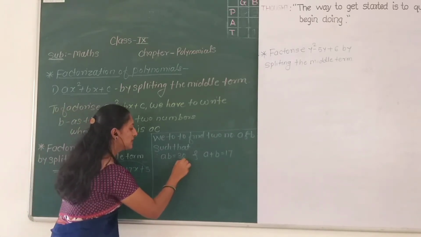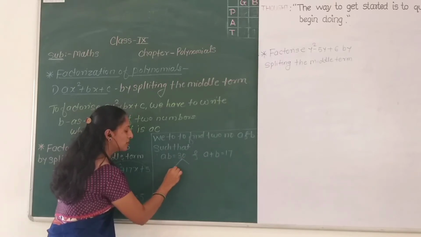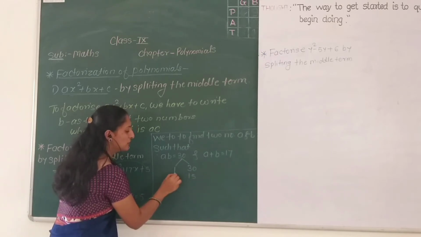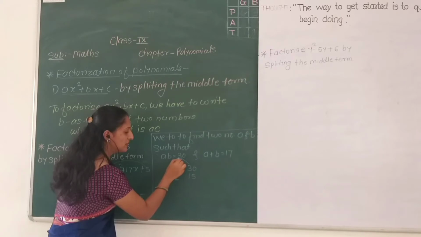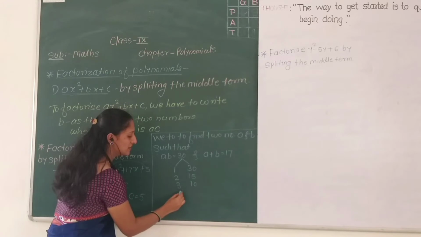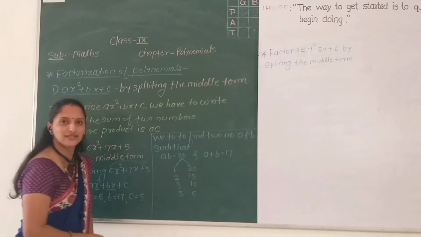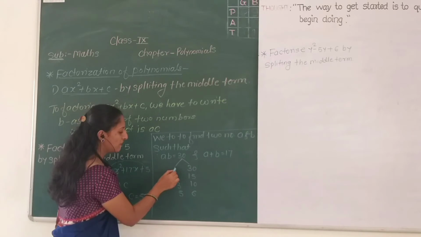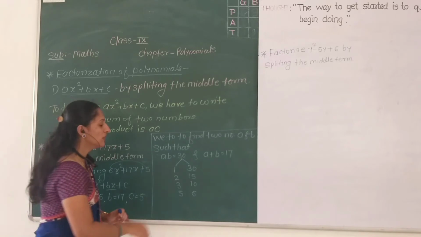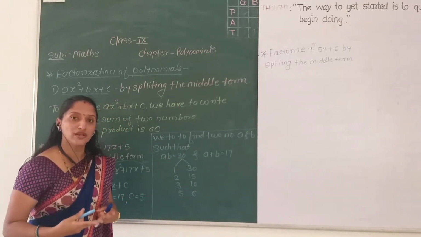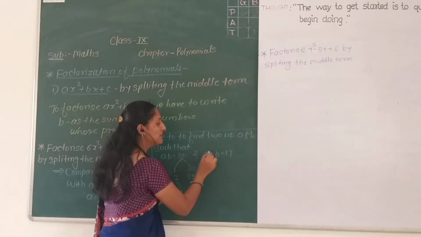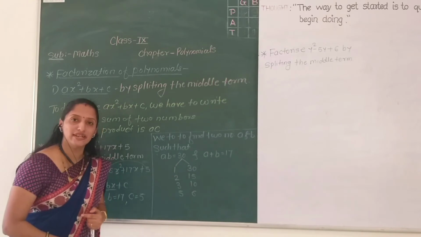So we get the pairs of 30: 1 into 30, 2 into 15, 3 into 10, and 5 into 6. So there are 4 pairs which give the product 30. But we have to satisfy both conditions: the product of the two numbers is 30 and at the same time the sum of the two numbers is 70.